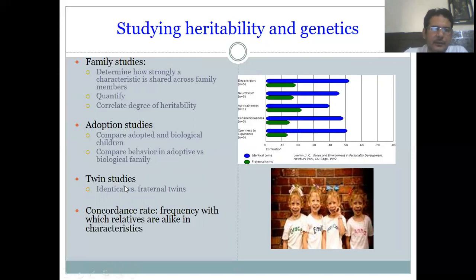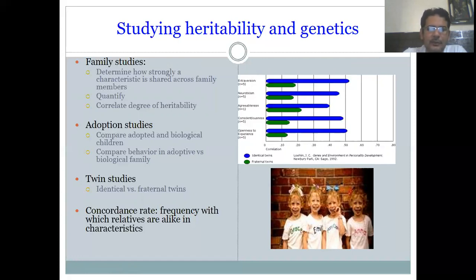And then there are also twin studies. Either they are identical or fraternal twins. So we also do the twin studies, and we also see what behavior is common among the twins, what are not common among the twins, and so on.